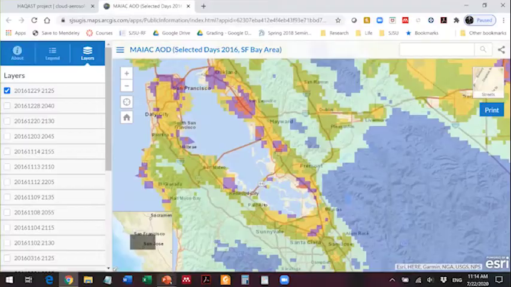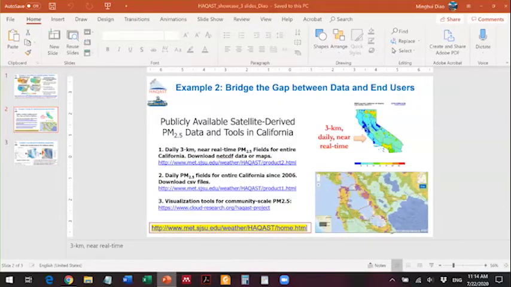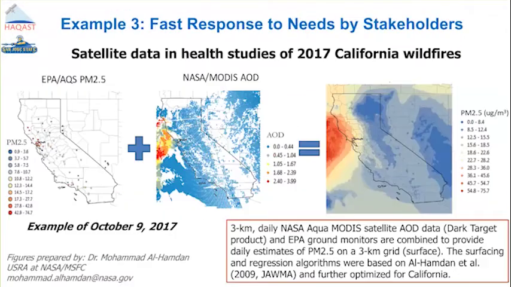Now, coming back to my last slide, the third example. This is also a challenge. As a HAQAST team member, we're often subject to very urgent, fast requests by the stakeholders. So we need to be adaptable to these needs by the stakeholder and give fast response. One of the Tiger Team study is the health studies of 2017 California wildfire.